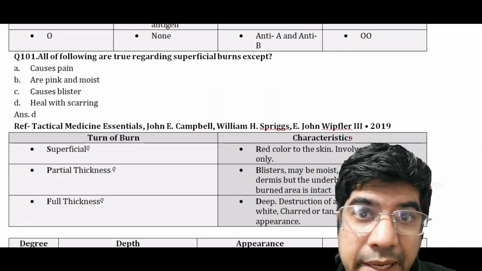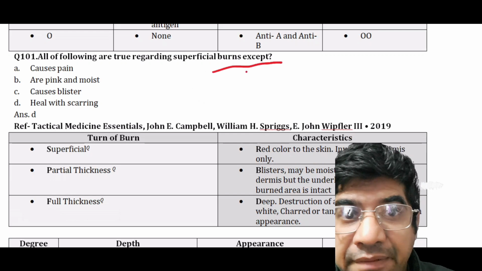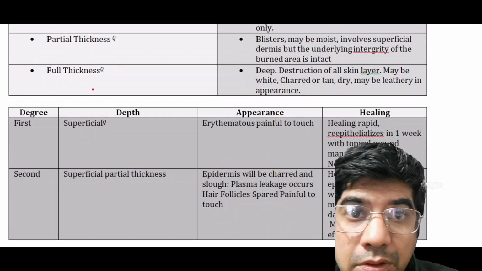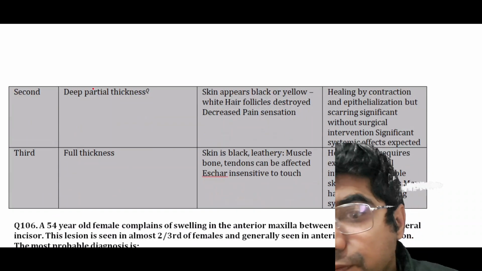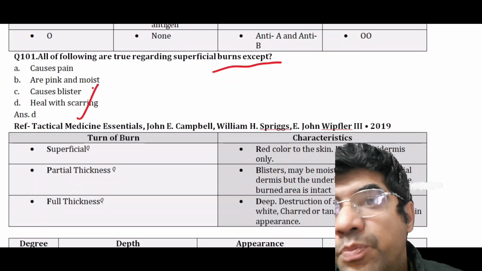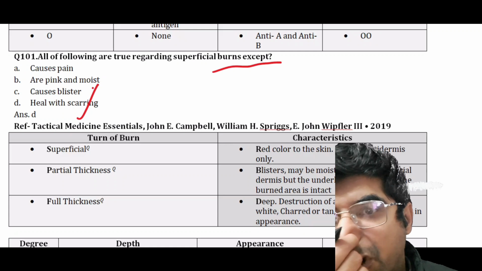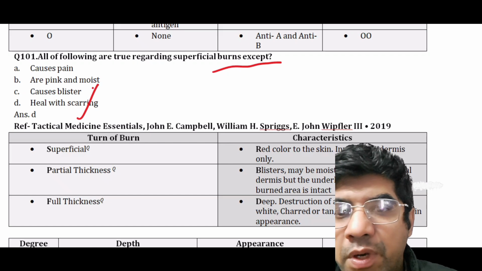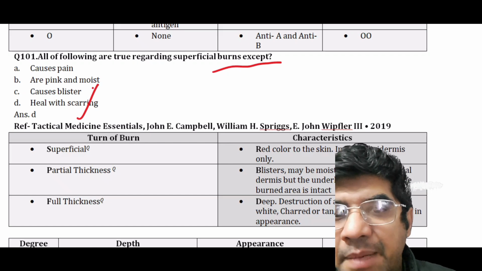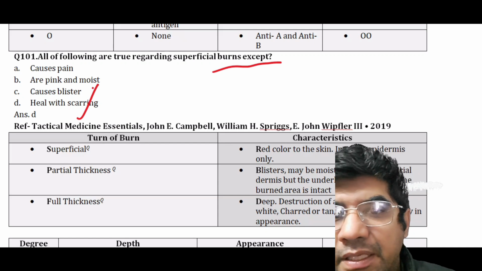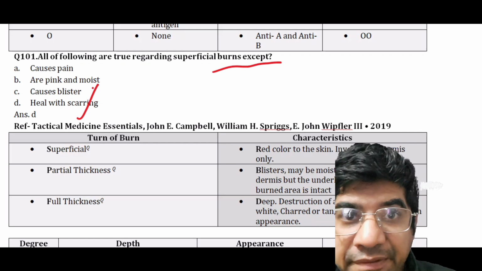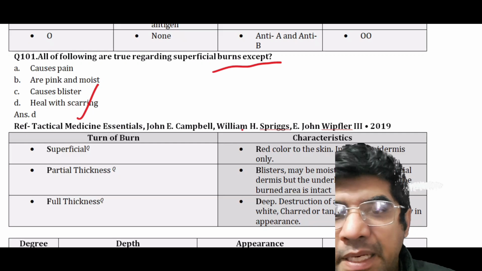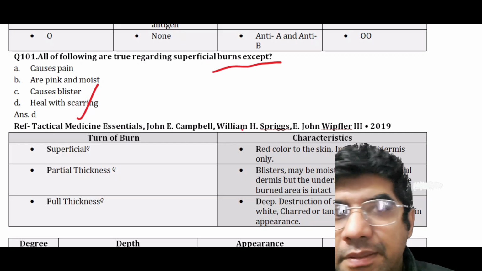All of the following are true regarding superficial burns, except: the answer is heal with scarring. Superficial burns are red in color and involve only the epidermis. They do not lead to scarring, and their healing is rapid with reepithelialization within a short period. Scarring is most commonly associated with deeper burns, and in the case of a superficial burn, minimal to no scarring is expected.